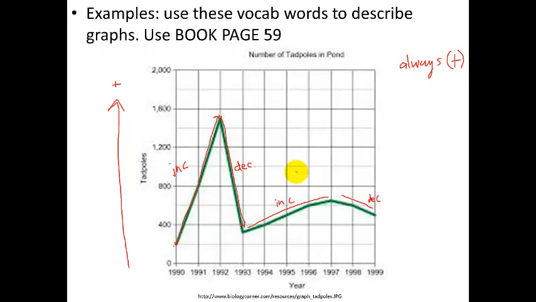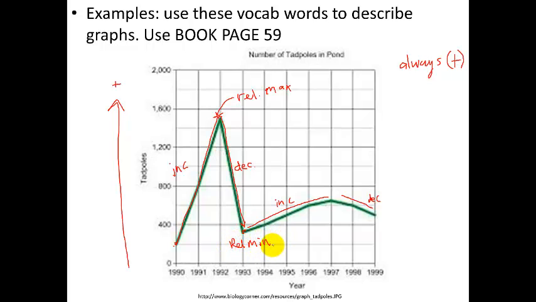Okay, what about extremum, relative max and min? So this right here, I think you can see, is a relative maximum. It's the highest amount. And this would be a relative minimum.